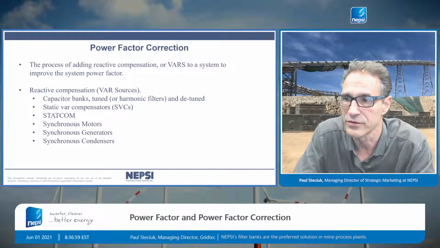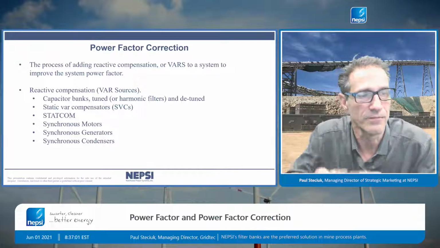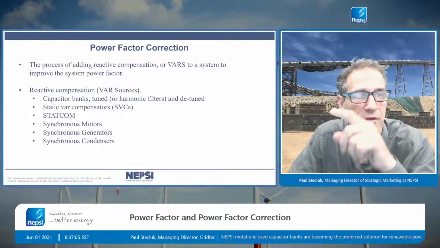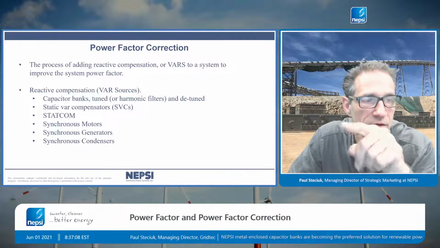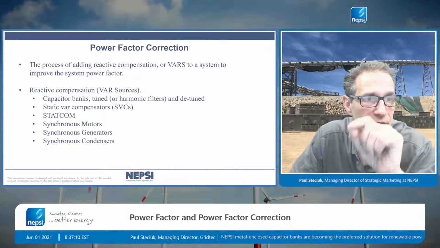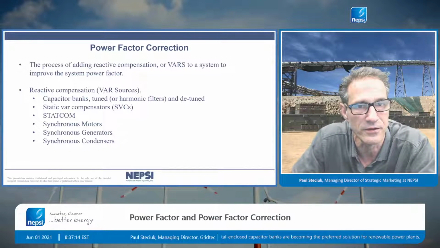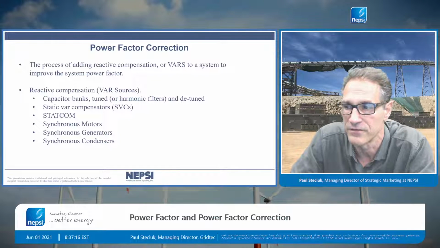There is an inductor inside a filter, but that inductor is relatively small. For a fifth tuned filter, a good rule of thumb is take the 5, square it, and take X of C, the capacitor reactance, divided by 25. So it's 1/25th, the inductive portion of a filter. And that's a fifth harmonic filter.